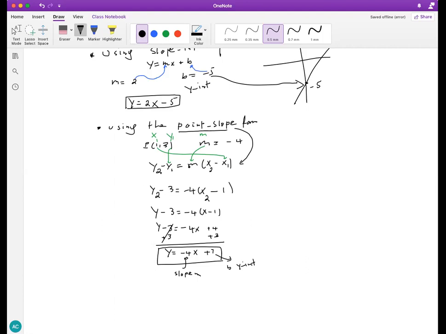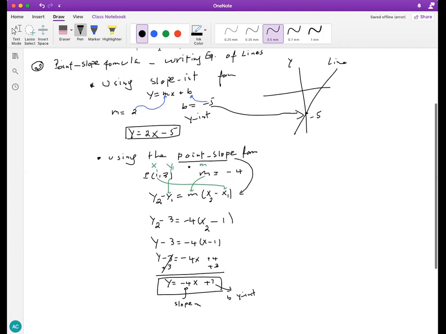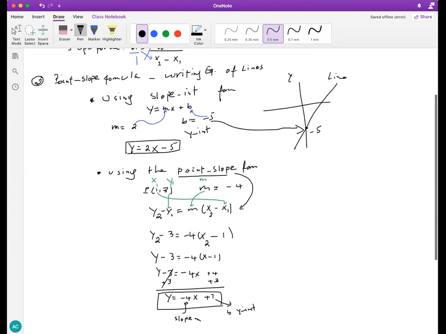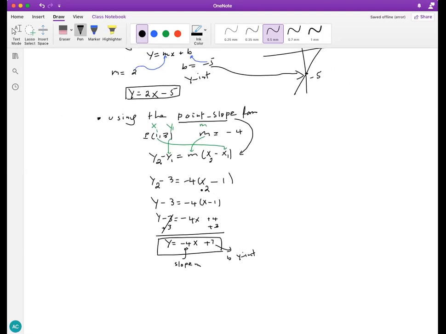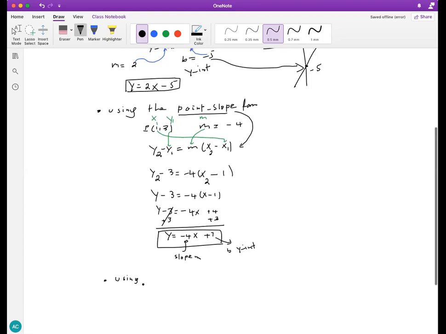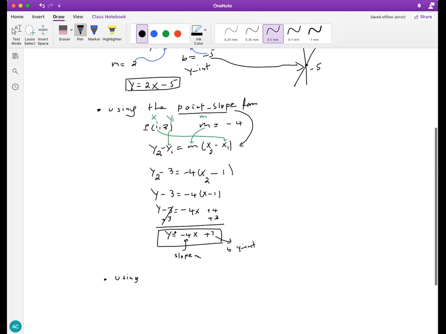The third case is when we don't have the slope. So far we had the slope every time. Now we're going to see what happens when we don't have the slope, just 2 points. Instead of m and b, we don't have m, we don't have b, but we just have 2 points. And we're going to see how to write the equation of the line using just 2 points.